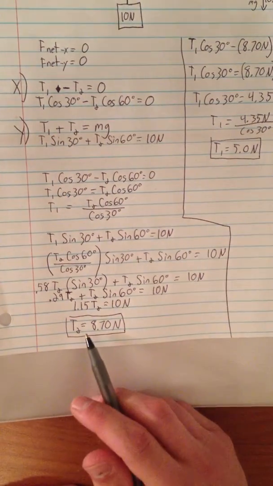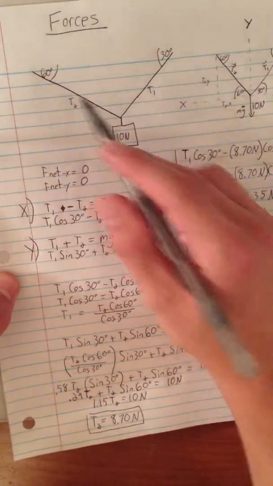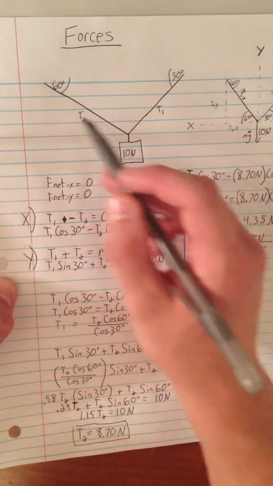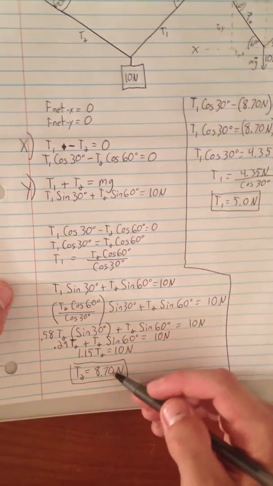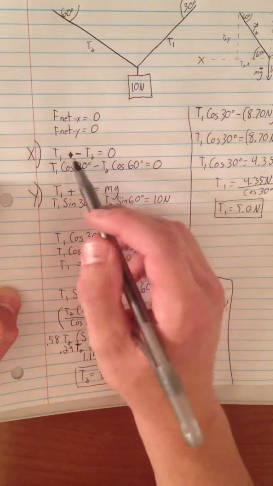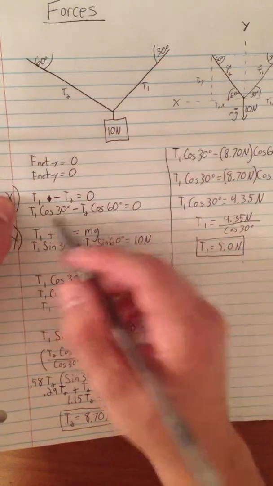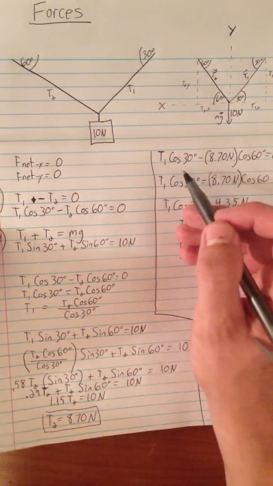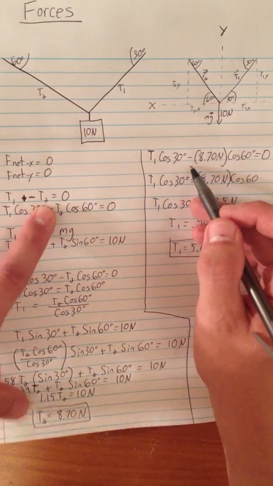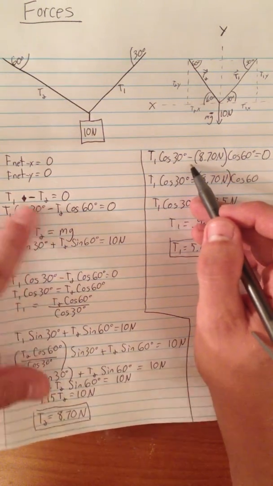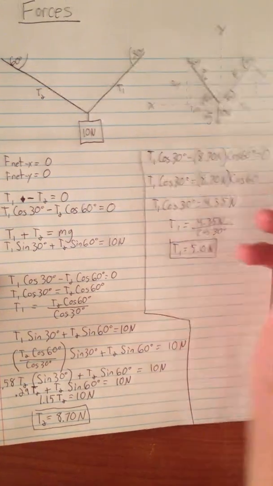Now this is the tension of T2. However, you're looking for both T2 and T1. You only have T2, so we're not done yet. But we can use this T2 that we got and plug it back into the x equation to find T1. So let's rewrite this x equation. T1 cosine of 30 minus T2 cosine of 60, but we're going to replace T2 with 8.70 newtons. So minus 8.70 newtons times the cosine of 60 equals 0.